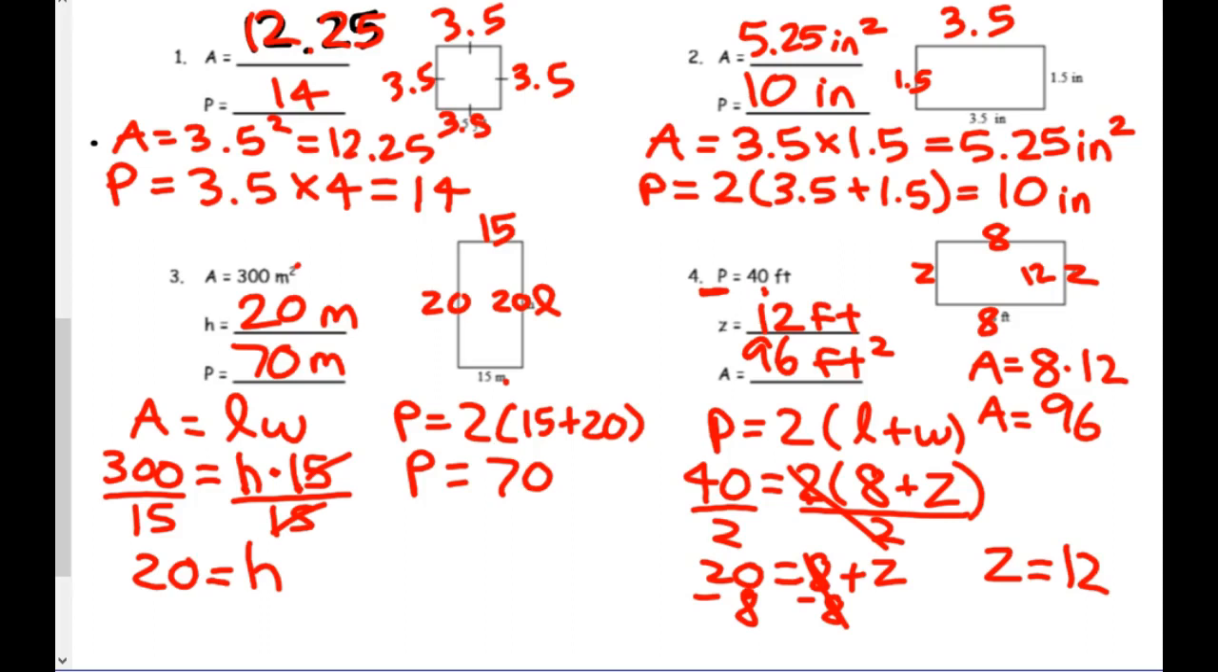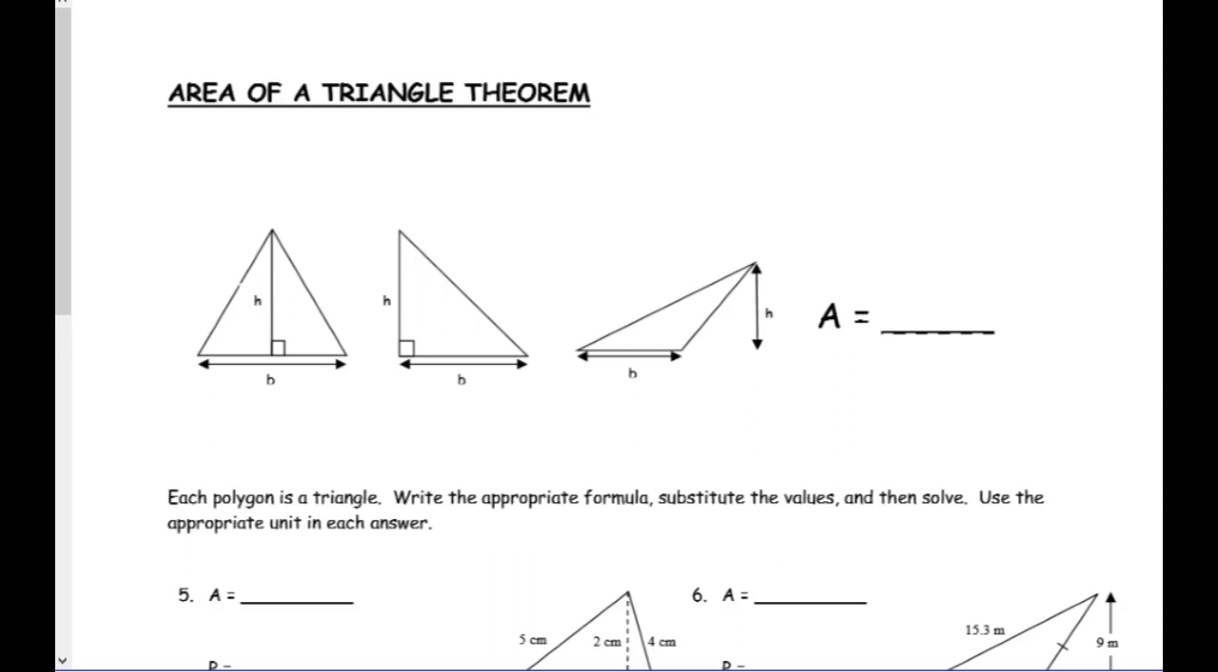Is it base times height? Is it not? Huh? Let's find out. So, area of a triangle theorem. I'm here to help you. It is 1/2 BH, or you can write it like this, BH over 2. Two ways to write it, okay?